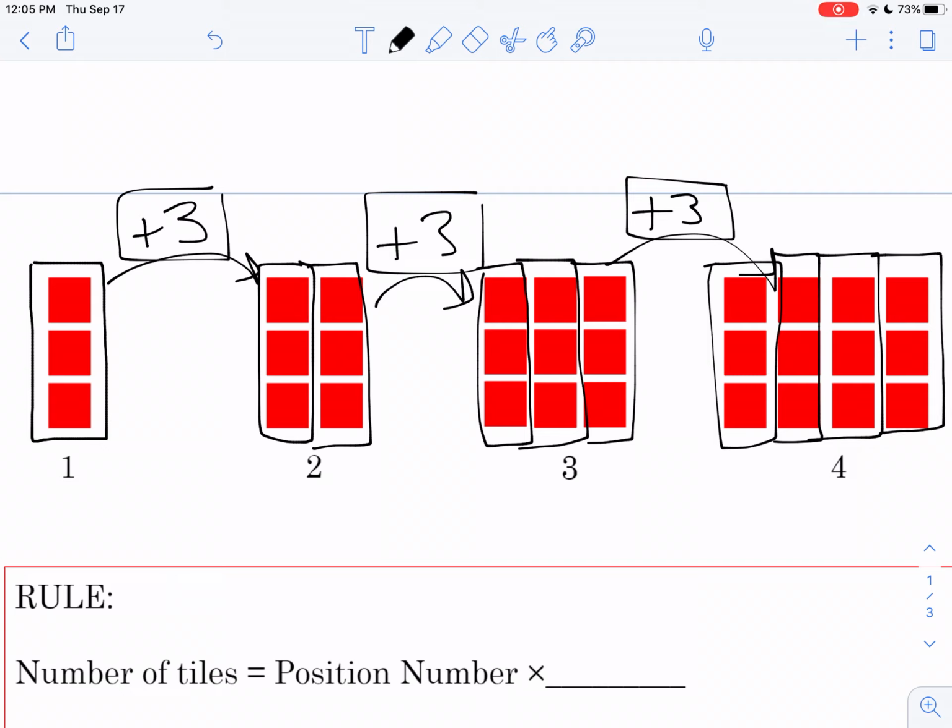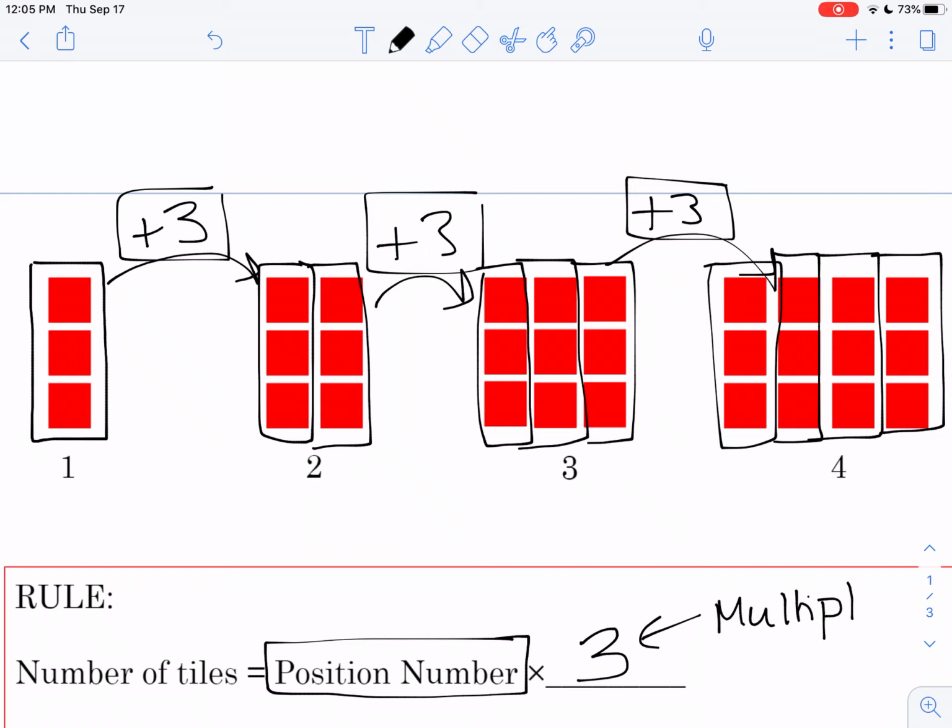So the number of tiles is related to the position number. It's actually equal to the position number you're at times the number of tiles in that pattern. So times 3, which is what it was growing by each time. And we call this number the multiplier. The 3 matches up with the growth that we saw each time.